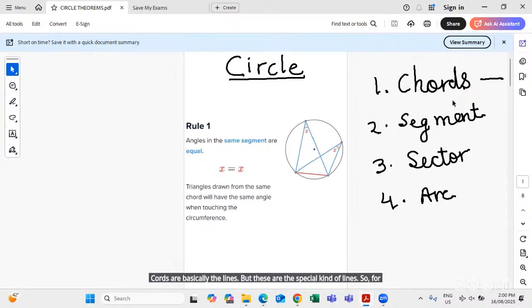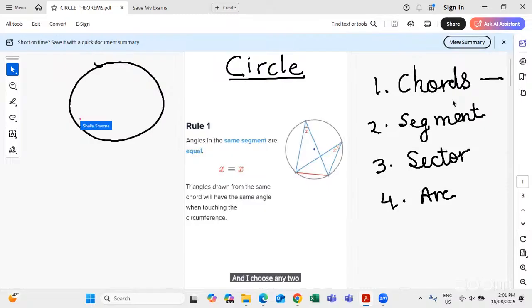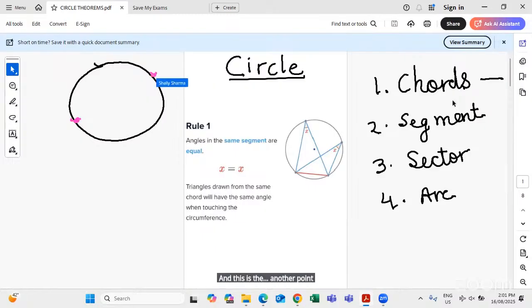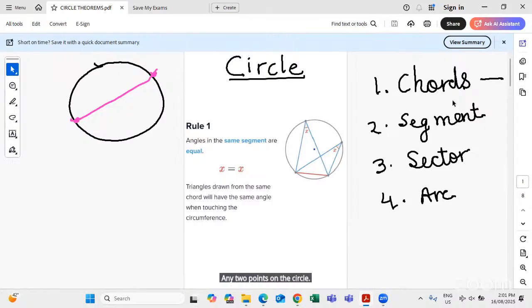So for example, if I am taking this circle and I choose any 2 points on this circle, let's say this is one point on the circle and this is another point on the circle. When I join these 2 points, this becomes a chord. So a chord is basically a straight line which joins any 2 points on the circle. Now the second thing, you can take any 2 points. For example, for another chord, I take this point and I take this point, so I join these 2 points.